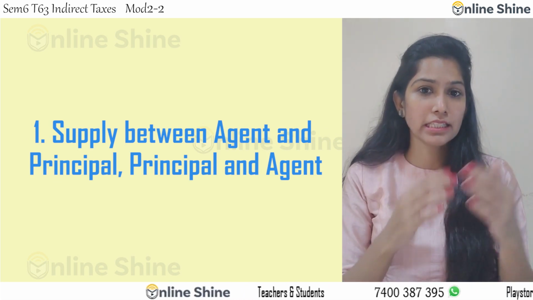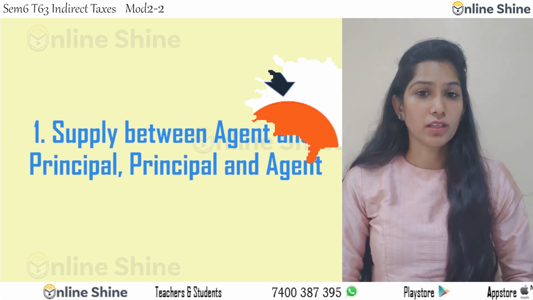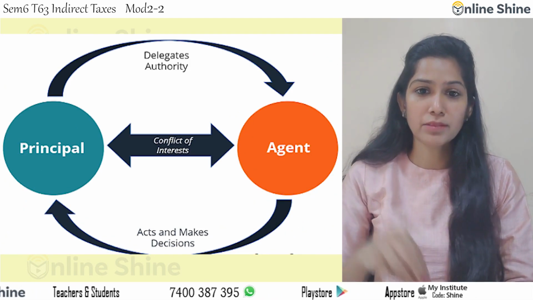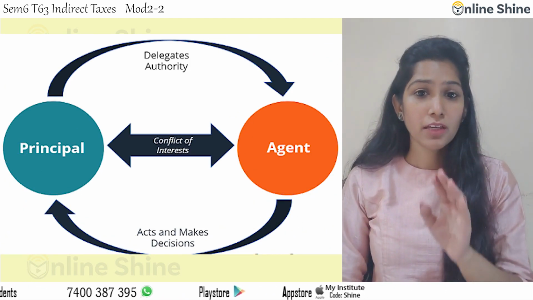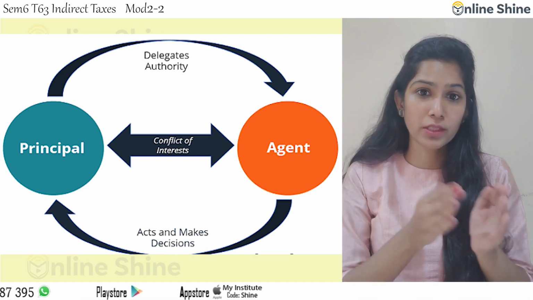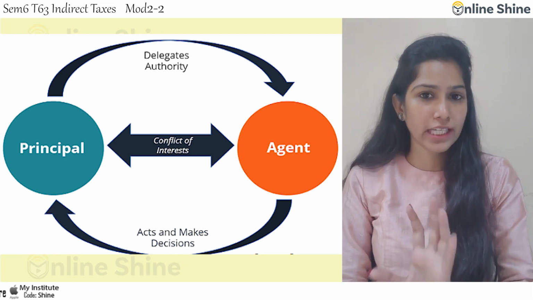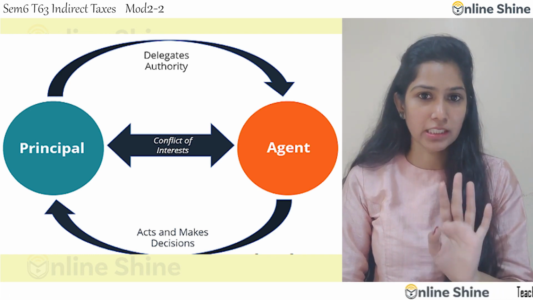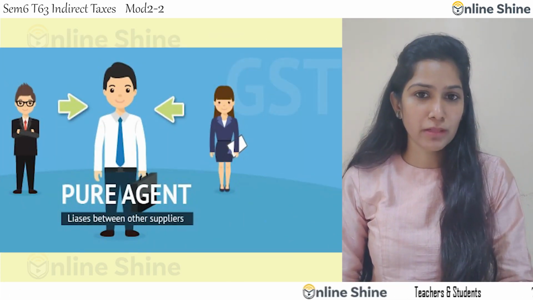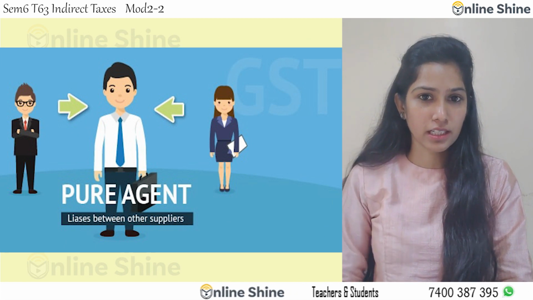Let us understand this with the help of an example. I am taking goods from Lux and I am selling them ahead. If I am a pure agent, I am not included in this category. If I am not a pure agent, I am included in the category of agent, and then we have to pay GST. What do I mean? I purchase goods from Lux and I am selling them to a third party.